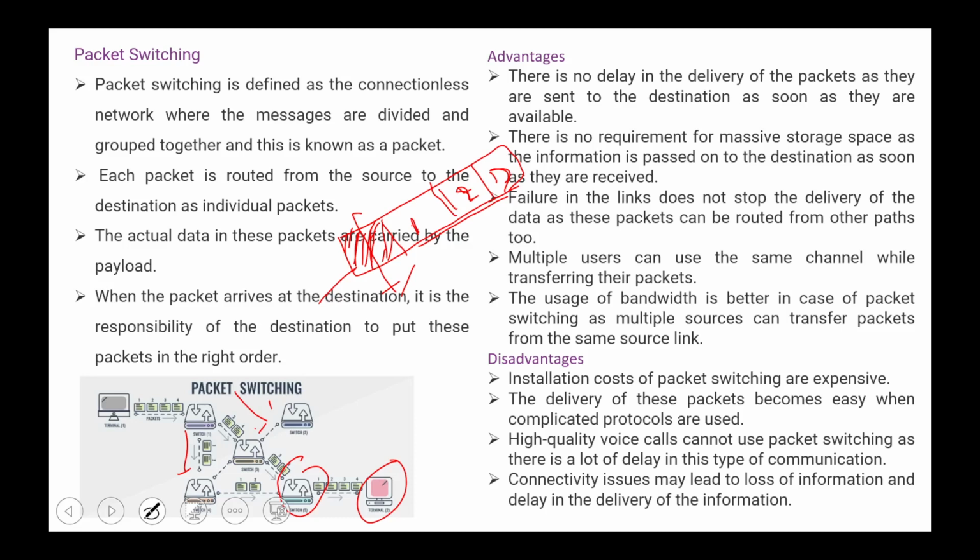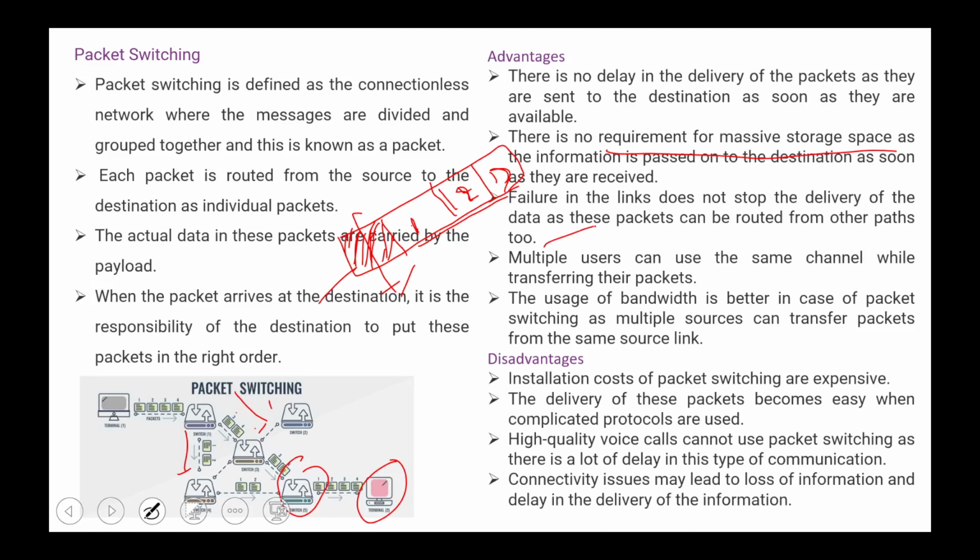So what is the advantage here? There is no delay in the delivery of the packet. At a time you can send a larger number of packets or data. There is no requirement of massive storage space, because the bandwidth requirement is less. Failure in a link does not stop the delivery of data, as the packet can be routed through path 2.